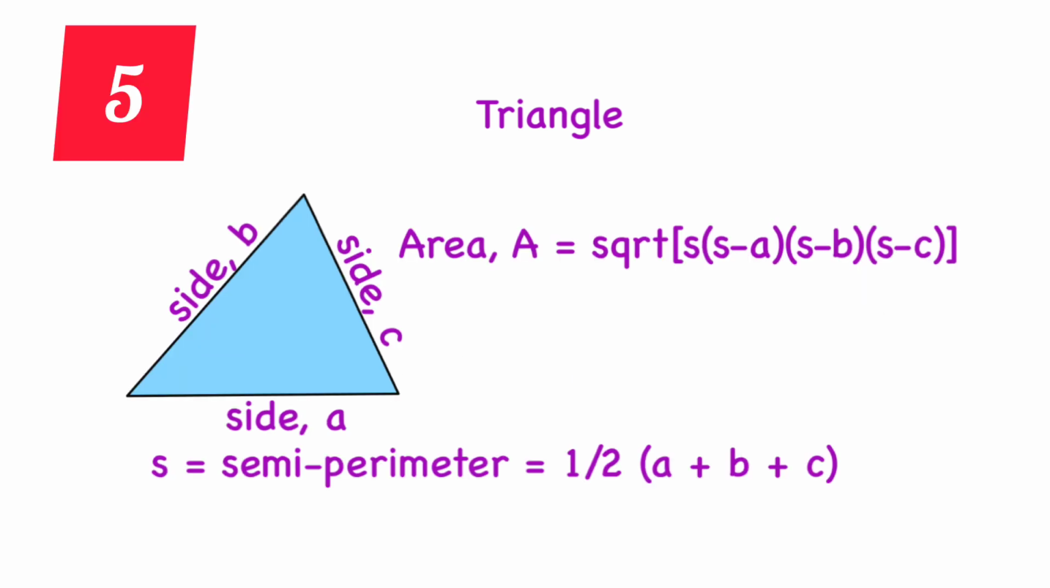Another way of calculating the area of a triangle is using Heron's formula. It is used when the three sides of the triangle are given. It involves calculation of S, the semi-perimeter of the triangle. S equals half of a plus b plus c, where a, b, and c are the lengths of the three sides. The area is the square root of the product of S, S minus a, S minus b, and S minus c.